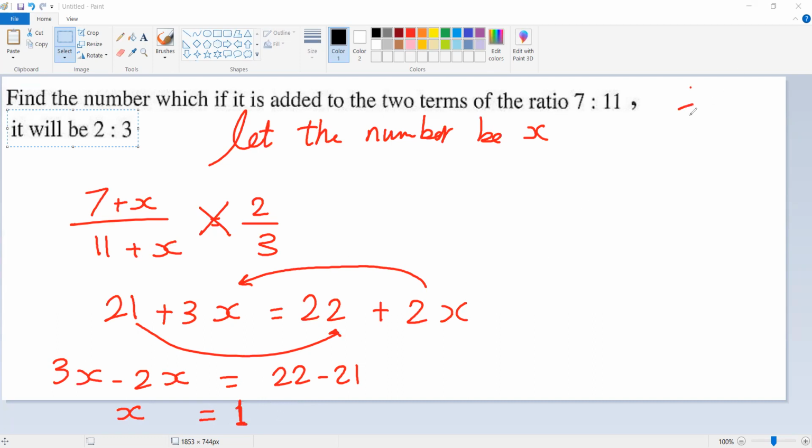Let's check it. If you add 1 to 7 and 1 to 11, you will get 8 over 12. And 8 over 12, if you simplify it, you get 2 over 3. So I did it right.